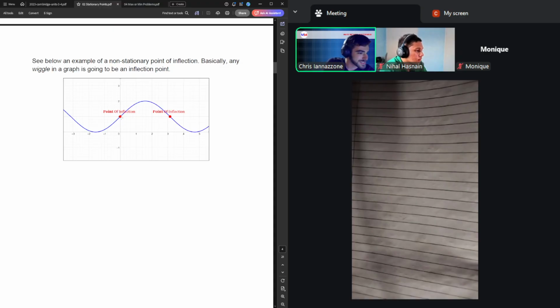Which I shared a picture of. Should have shown us that. So it's these spots here, which are points of inflection, but not necessarily stationary points of inflection.